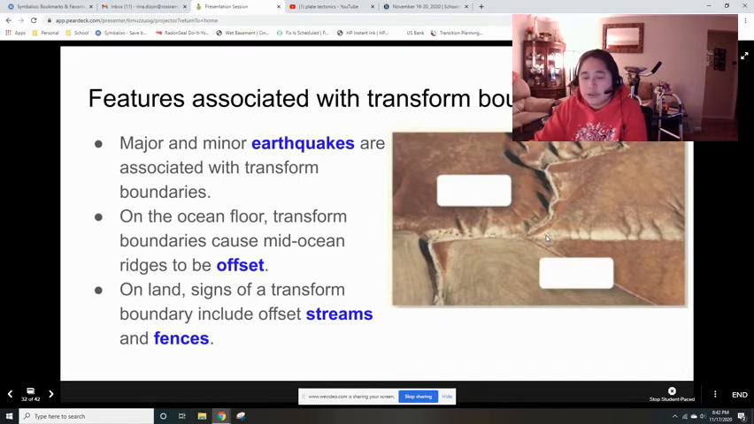On the ocean floor, transform boundaries can occur, and you'll get mid-ocean ridges. So here you can see this. If this was a river, you could see how the river was cut off because one plate went to the right, which is the top one. So you'll draw an arrow going to the right in the white box at the top, and then you'll draw an arrow to the left in the second white box at the bottom. Signs of transform boundaries include offset streams and fences.